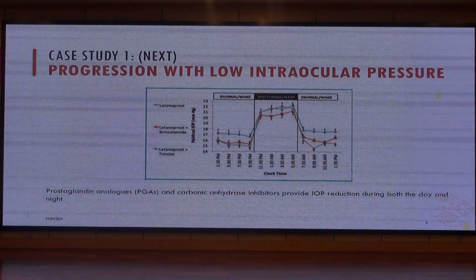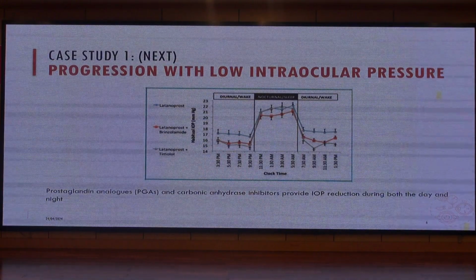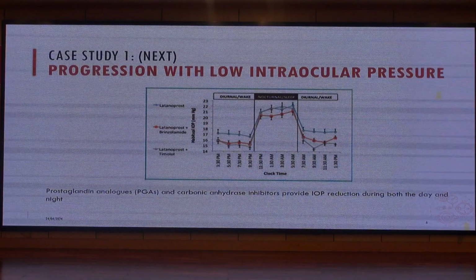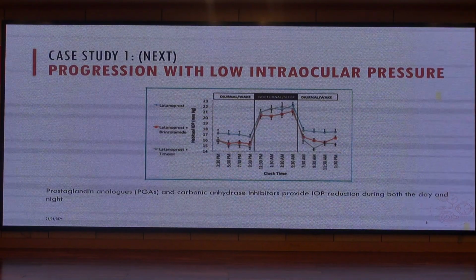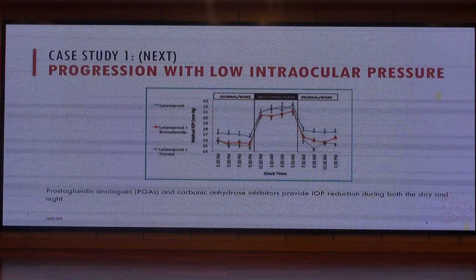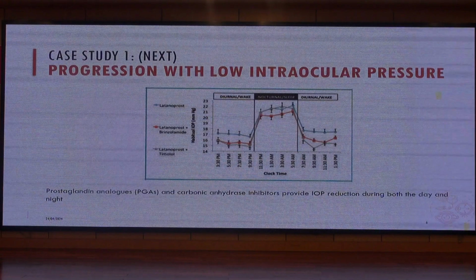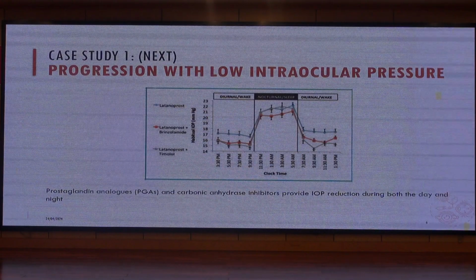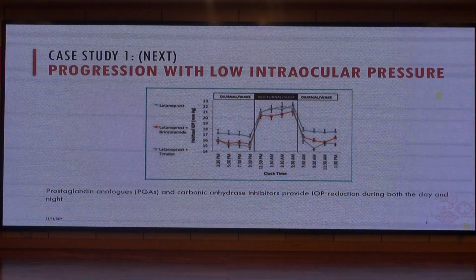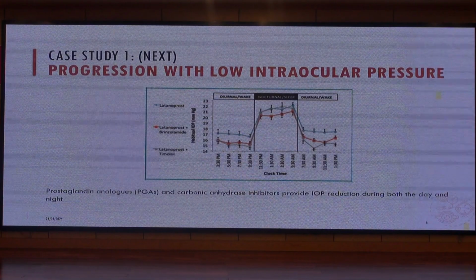We have several groups of medication, like beta blockers, PGA, carbonic anhydrase inhibitors, etc. Among them, PGA and carbonic anhydrase inhibitors provide IOP reduction, and they should be considered as the first line to control IOP.